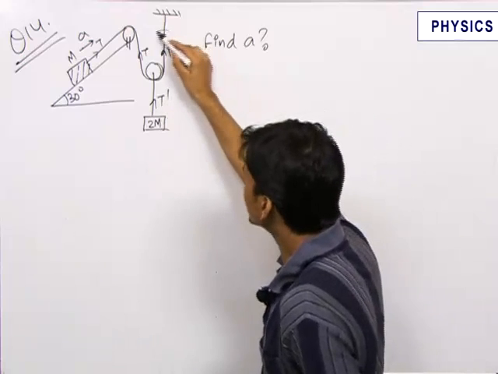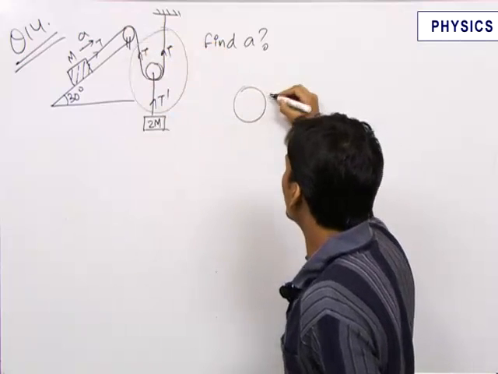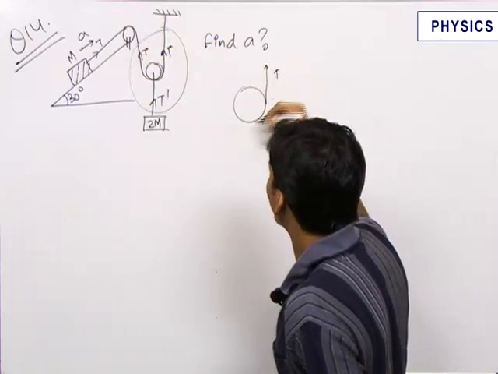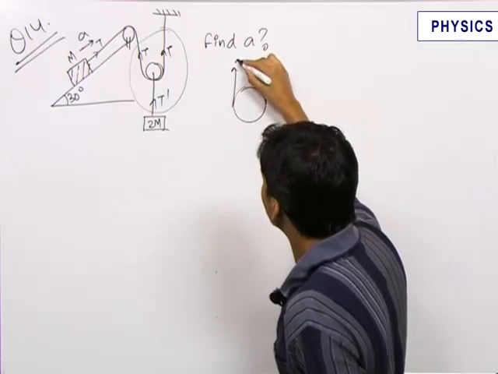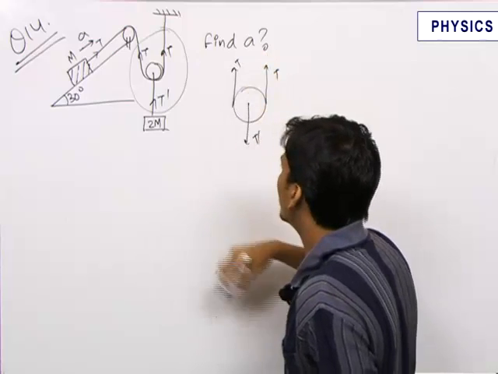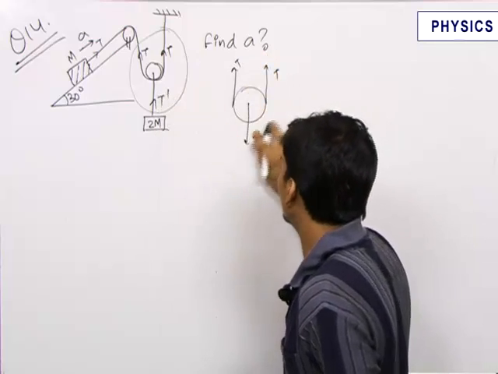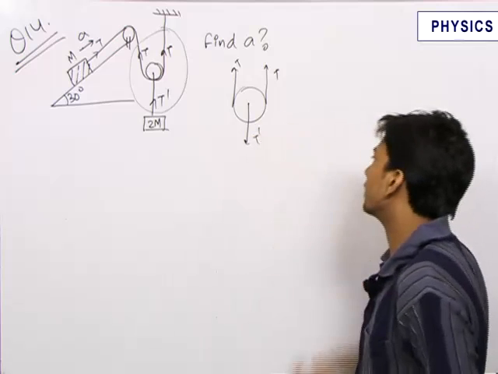Now let us first consider the diagram for this pulley. This pulley experiences tension T upwards, again tension T upwards, and a tension T dash below. Tension is always a pulling force, and it pulls this also, it pulls this also. Therefore this force is tension.